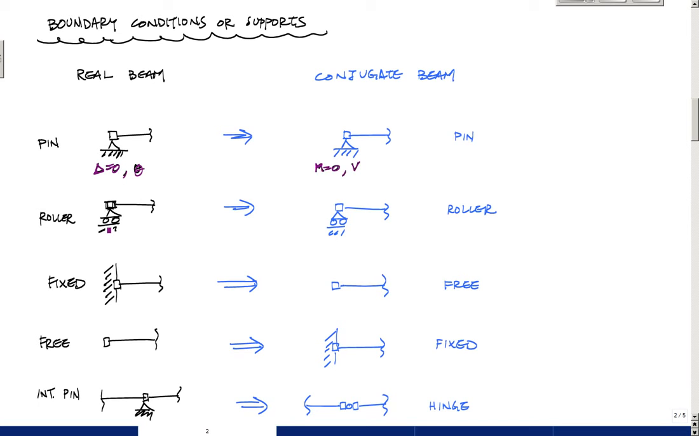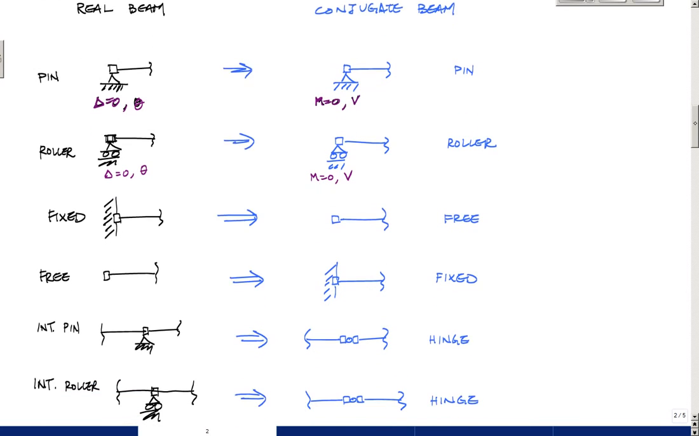Then the roller, if you look here, again, the deflection is 0. I have a slope here, and so you could just say that the moment here is also 0, and the shear is just a value, because again, you can have any sort of rotation at the roller. So in this case also, a roller in the real beam is a roller in the conjugate beam. The reason it's not a pin is because you don't want a statically indeterminate conjugate beam. Anyway, so there's that right there.